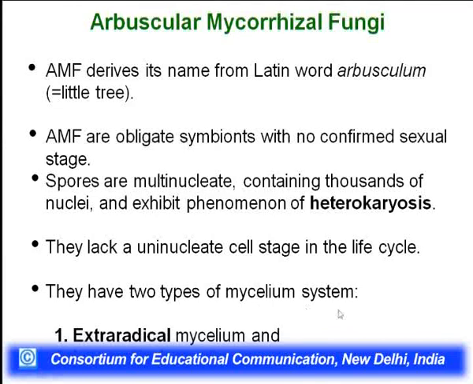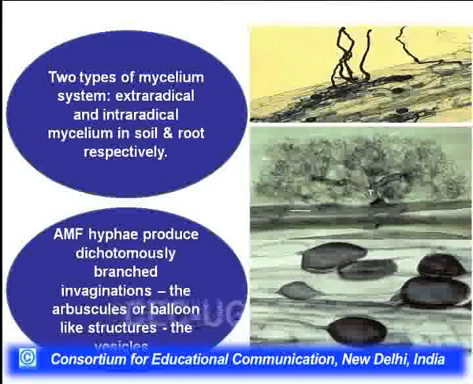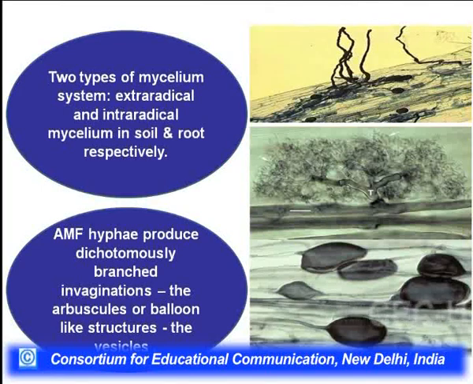They have two types of mycelium system: one is extraradical mycelium and the other is intraradical mycelium. Let me explain what extraradical mycelium and intraradical mycelium are. Extraradical mycelium travels in the soil, while the intraradical mycelium colonizes inside the plant root. In this photograph you can see the extraradical mycelium. It penetrates the epidermal cells of the plant root, and finally it reaches the cortical cells where it colonizes the plant cells.